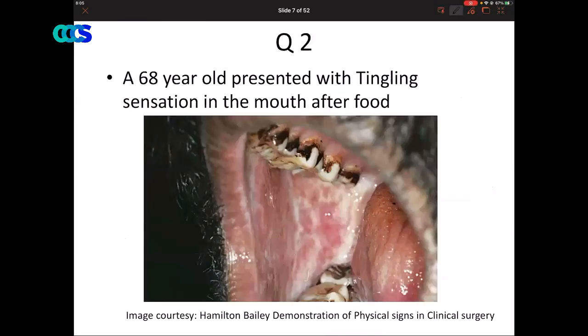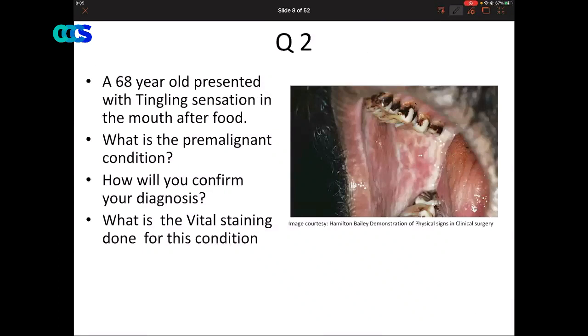Okay, this one. Now, this question I think is a straightforward one. I do not know how many of you have written the answer to this. The question is, what is the pre-malignant condition that has been shown in the picture? So the pre-malignant condition is something called oral submucous fibrosis.